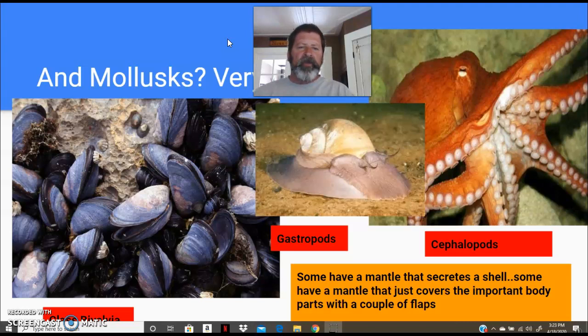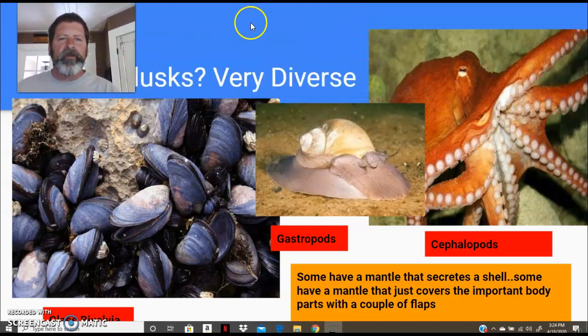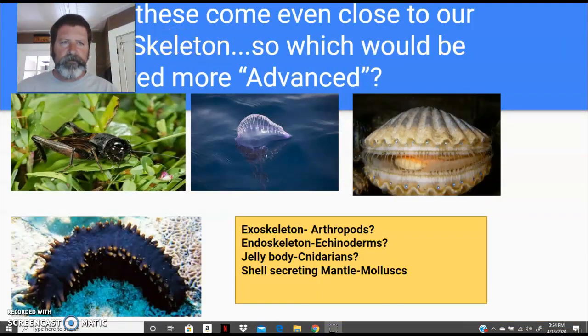So with the bivalves, the mantle secretes a calcium carbonate shell, and same with gastropod snails. But then as you get more up and more advanced to the cephalopods, less and less shell. So the mantle often towards the end, like with octopi, it just provides a fleshy covering for the organs. So yeah, there's a lot of diversity with mollusks.